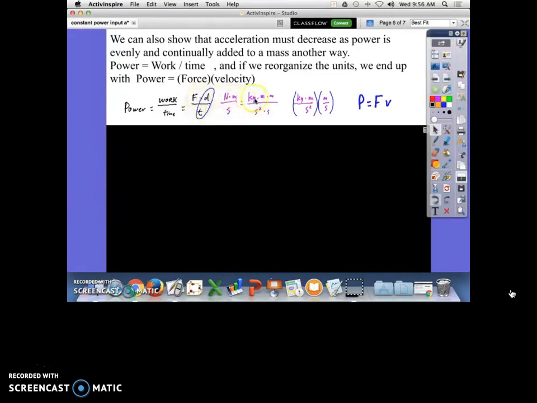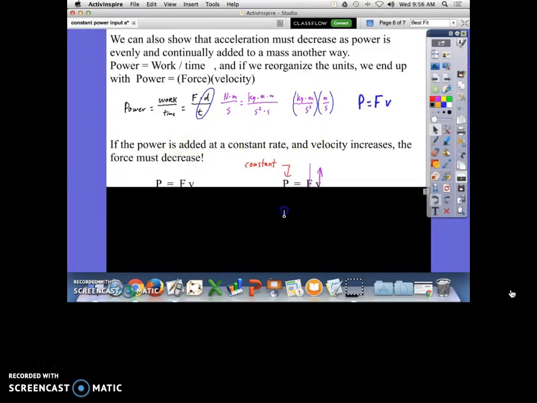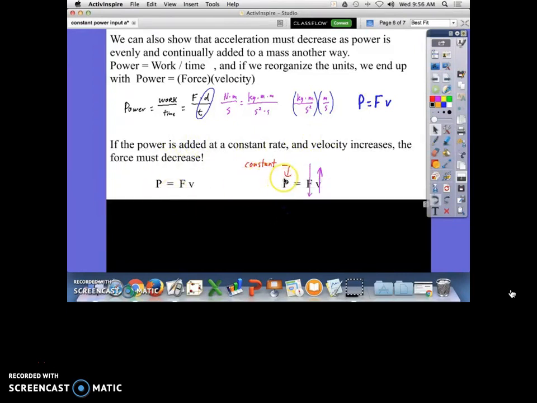Newtons is kilograms times meter per second squared, times this original meters per second that is still there. If I reorganize that, my first kilograms times meter divided by second squared is force. Then my meters over seconds is velocity. So power is also equal to force times velocity. Now, if the power is at a constant rate, so P is a constant, and the velocity is going up as this car is going faster and faster, in order for this number to be a constant as velocity goes up, force must decrease.